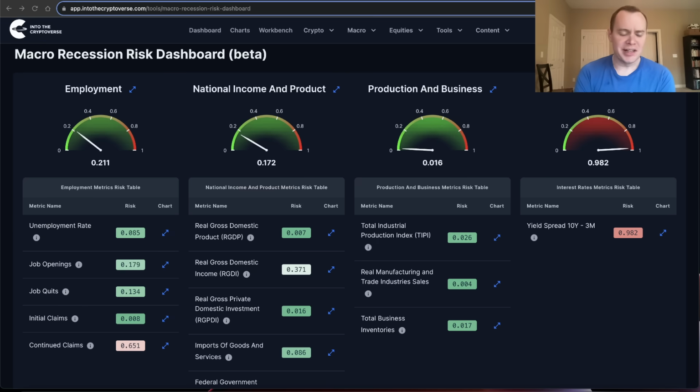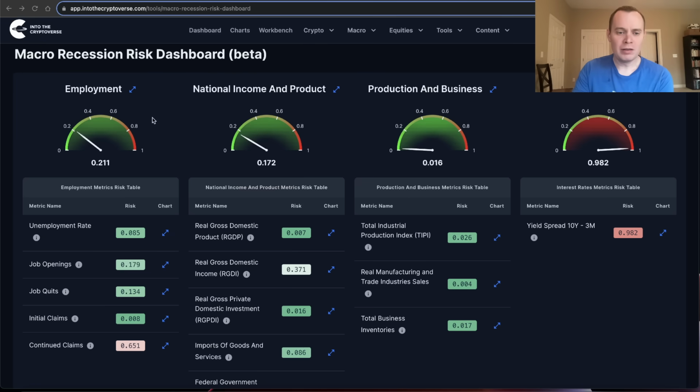So it can be confusing, but I thought it would be useful to track various macro metrics and to look at historical rates of change to identify what is the risk of a recession at any given time, to help us better identify when it's actually something we should be worrying about or not. We have this separated into 4 different categories. So we have employment risk, national income and product risk, production and business risk, and interest rate risk.